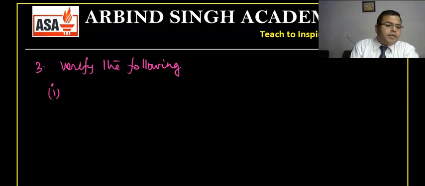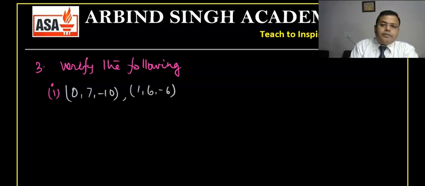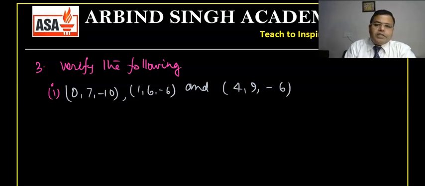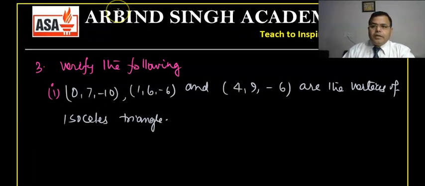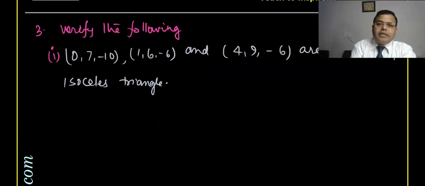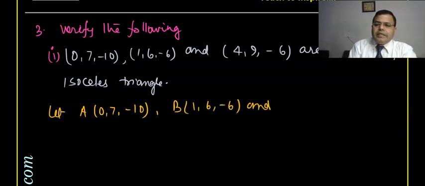The first one: the points (0, 7, -10), (1, 6, -6), and (4, 9, -6) are the vertices of an isosceles triangle. Okay, that we have to prove. For an isosceles triangle, let the coordinates of these points be A, B, C. Let A (0, 7, -10), B (1, 6, -6), and C (4, 9, -6) be the vertices of triangle ABC.